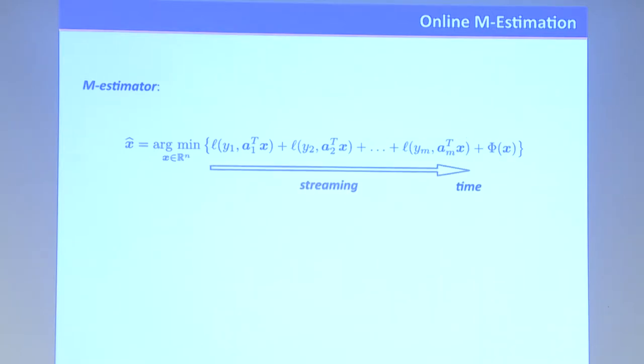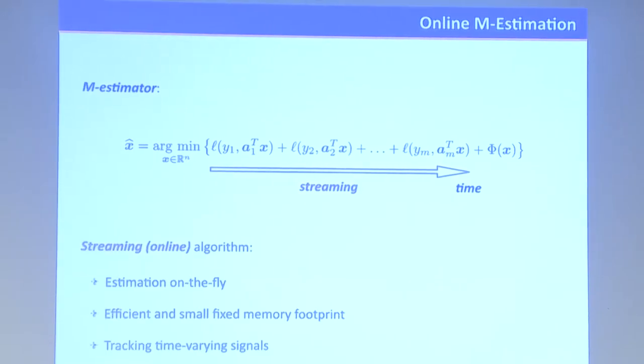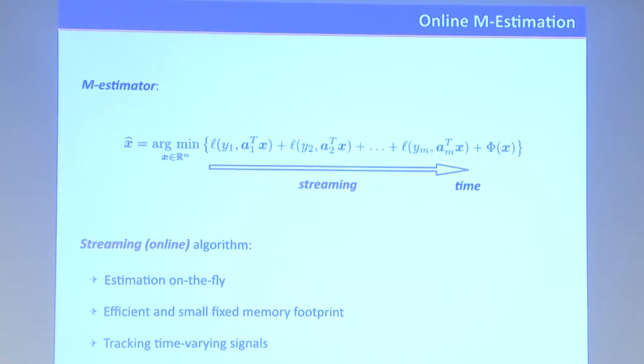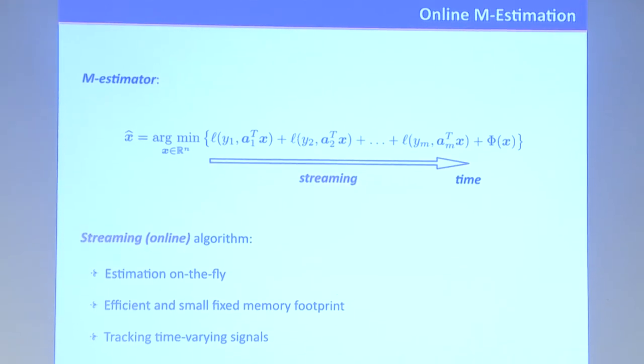Right? Now, we're going to consider the streaming setting where we don't assume all the measurements arrive at the same time. Instead, they arrive in a sequential fashion. All right? And why do we want to consider streaming algorithms? Because there are a lot of benefits of a streaming algorithm. They can do a low delay reconstruction, so-called estimation on the fly. At every step, these kinds of algorithms typically operate on very small blocks of data, so they're very efficient and also memory efficient. And they can also track time-varying signals.